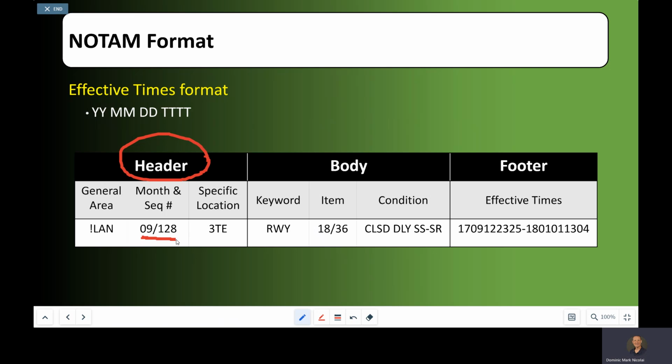The next bit is going to be the month that it was issued and the sequence number for that accountability area. Now, accountability area might have several different airports associated with it. You think about the Kalamazoo Airport. Kalamazoo is an accountability area. It would encompass the Kalamazoo Elmina Airport, the Triple H Airport, and the Newman's Field Airport, in addition to the Kalamazoo Battle Creek International Airport. Multiple ones. So this particular accountability area is Lansing, and then we look at the specific location of 3 Tango Echo.